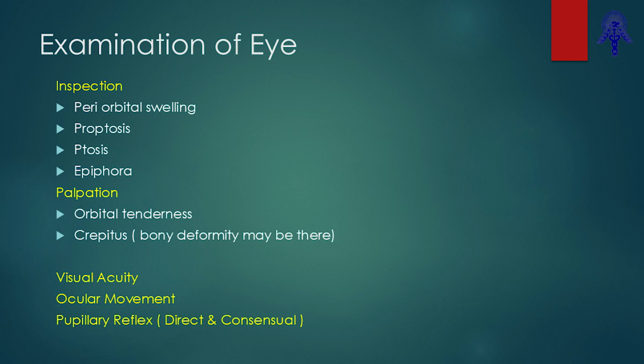Like inspection, if there is any periorbital swelling, because most commonly the roof of the maxillary sinus is formed by the floor of the orbit, so it can easily reach there. So if there is a periorbital swelling, if there is a proptosis, how to examine proptosis? Examiner will ask if your patient is having proptosis.